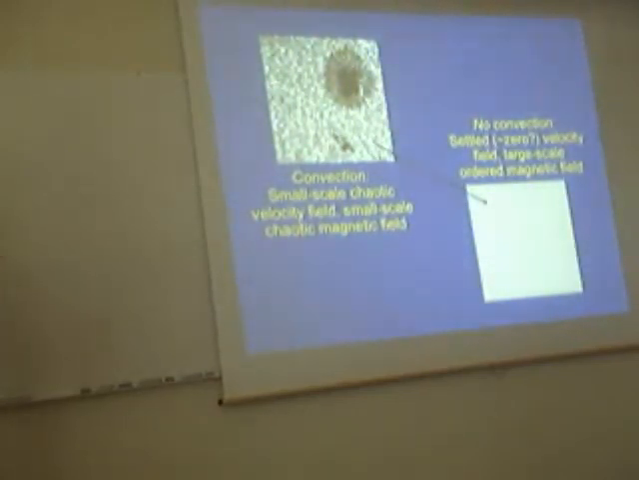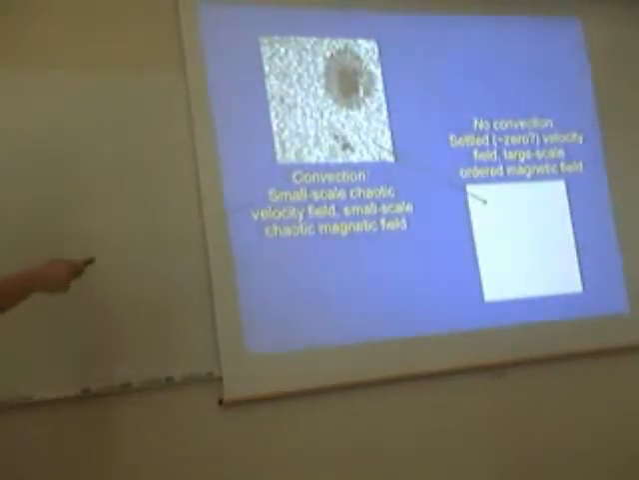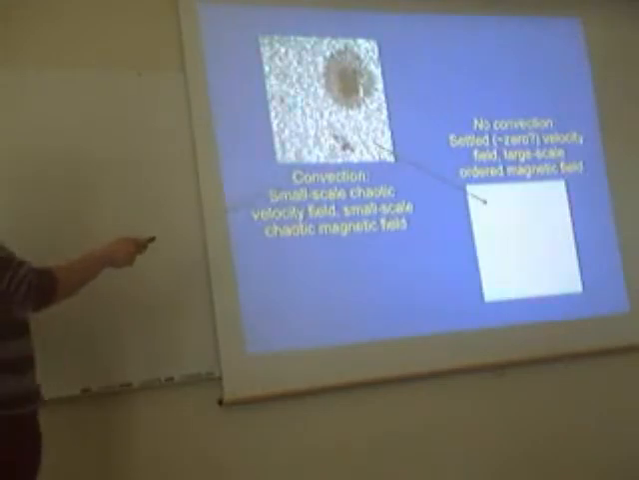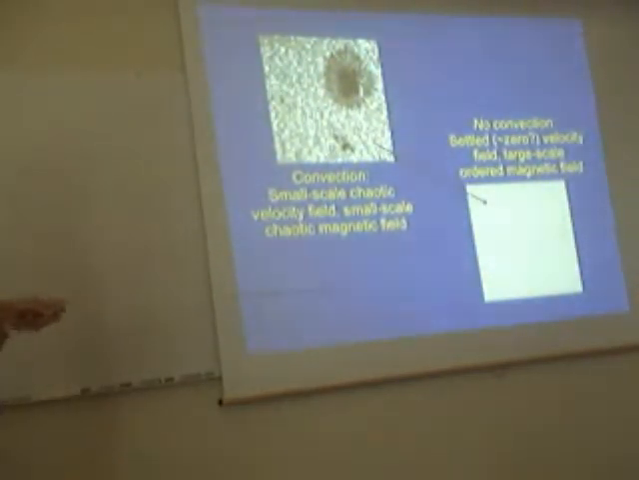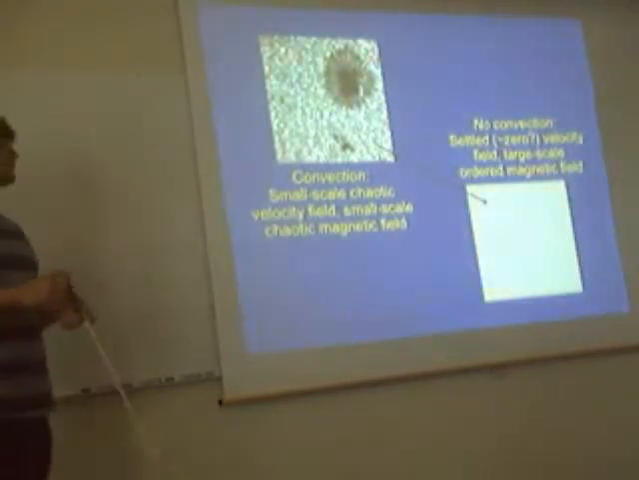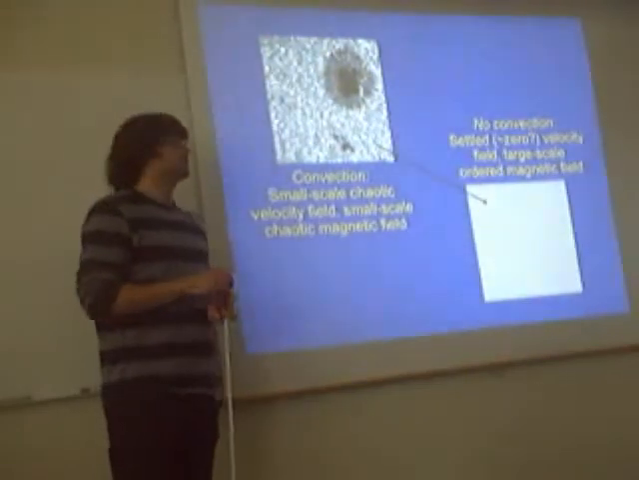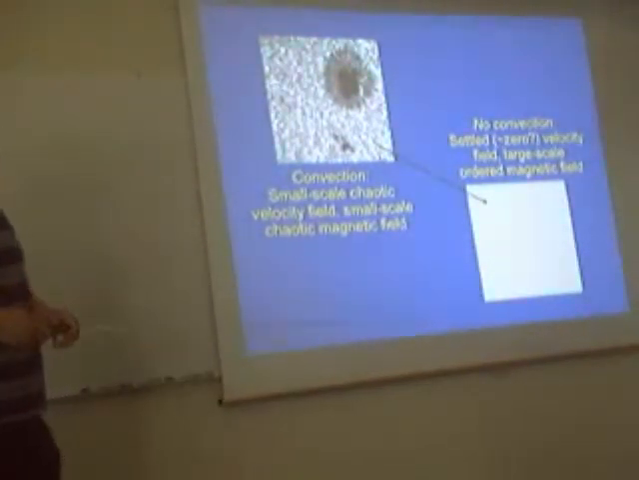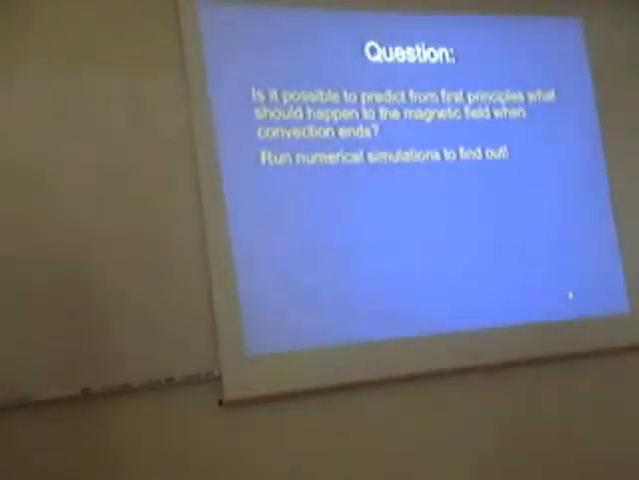Okay, it's just a silly graphic here. This is a convective star, this is what a non-convective star looks like. So on a convective star, we've got a small scale chaotic velocity field, and it's not surprising that gives rise to the same kind of magnetic field. On these stars we have either no velocity field or some kind of ordered velocity field, so we would expect, naively, to have the same kind of magnetic field.